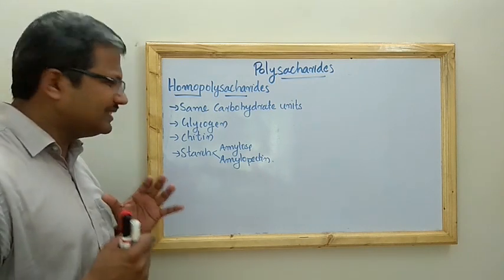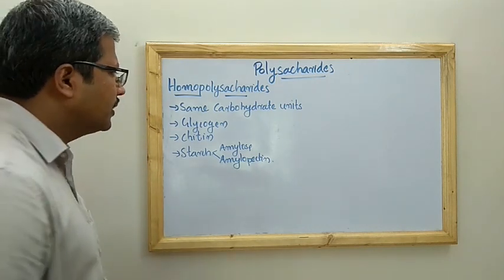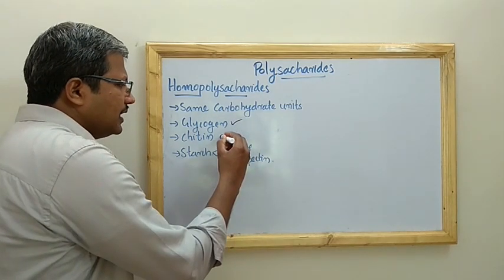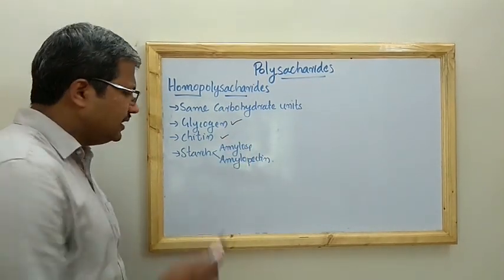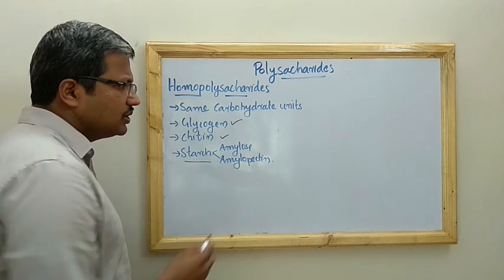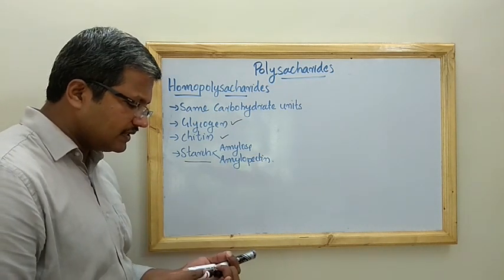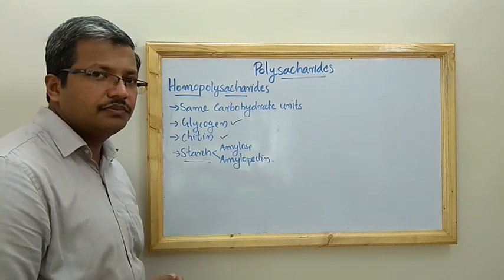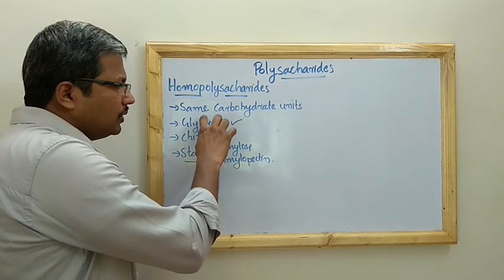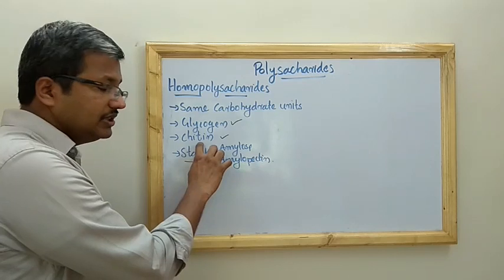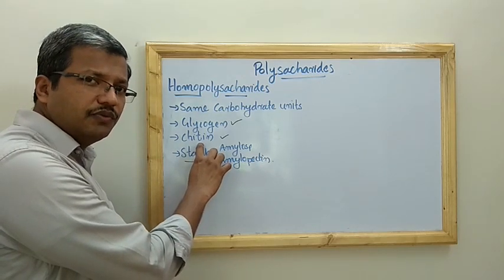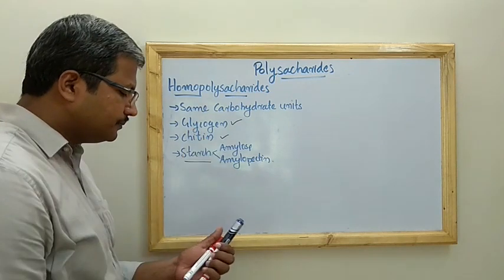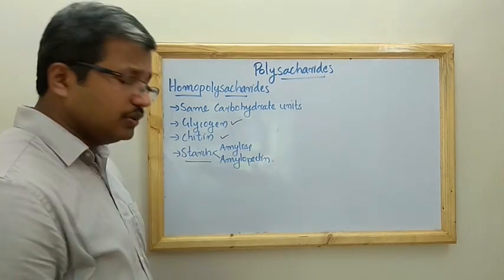As per the syllabus, we have to learn two examples, glycogen and chitin. In addition to that, I am mentioning starch also, so that you will understand the exact difference between glycogen and starch. So these two only you have to learn. This is just for your knowledge only. It is not for your syllabus or your examination. Okay, so let us see glycogen first.